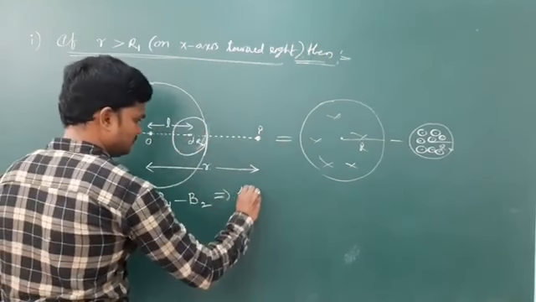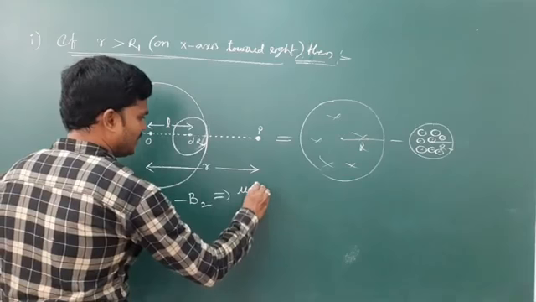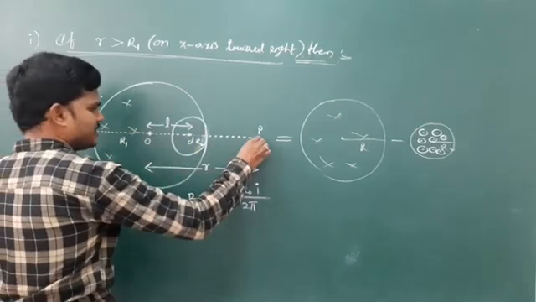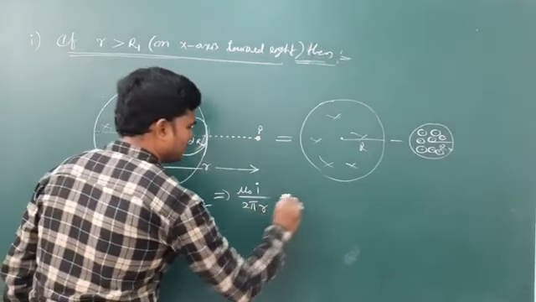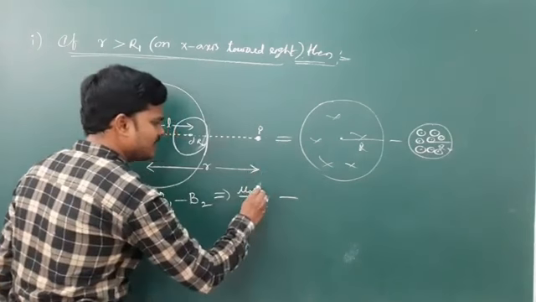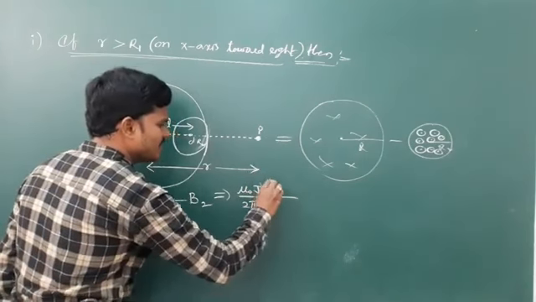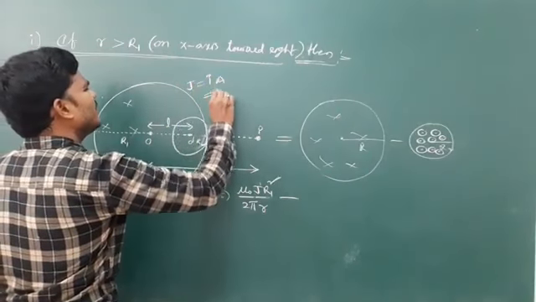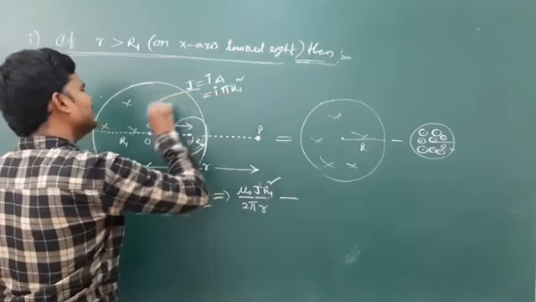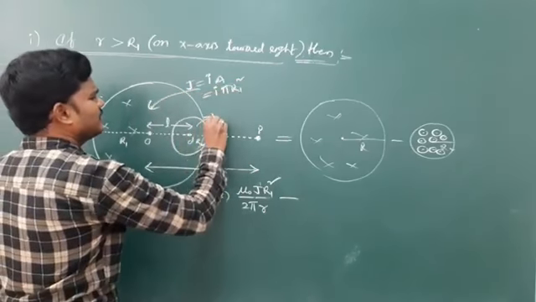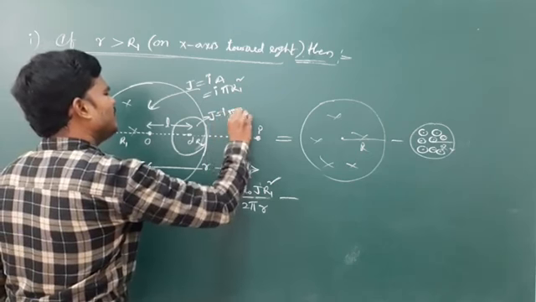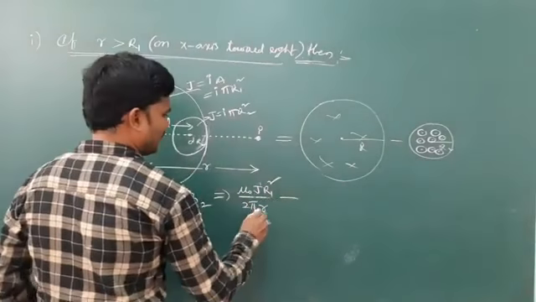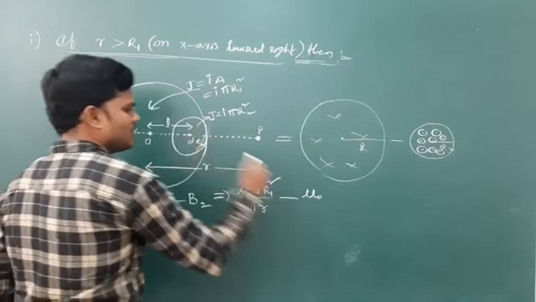So here B1 due to this one, mu naught I by 2 pi r, minus, of course, this I. What is this I? J into A. Current density is J. For this, J into pi R1 square, and for this, J into pi R2 square.